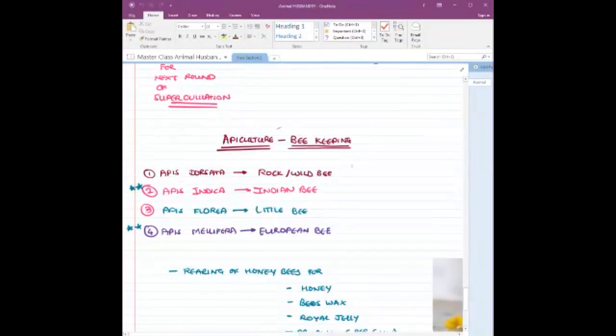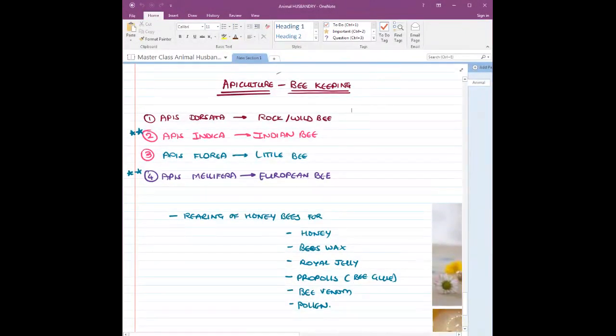Okay, so guys, when we talked about apiculture, we started with the question: what is apiculture? It is nothing but the rearing of bees. And why are we going to rear them? Because we are going to obtain certain products: honey, beeswax, bee venom, royal jelly, propolis, that is bee glue, and pollen grain. All these things are obtained from bees, and that is why we rear them.